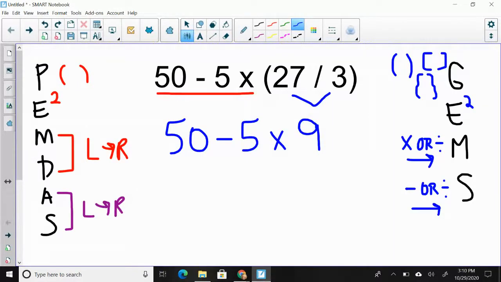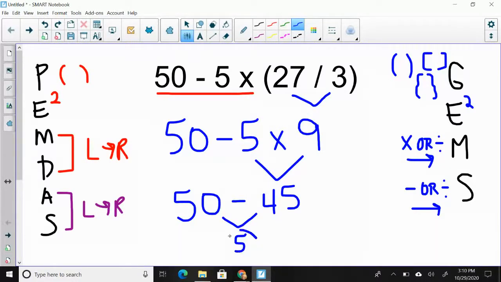So we no longer have parentheses or groups. So we are now looking for, and we don't have exponents, so we are now looking for multiplication or division. And I do have multiplication, so I know that I need to do that next. So 5 times 9 is 45. And then I would bring down the 50 minus, and that is my last operation. That's what I have left to do. So 50 minus 45 is 5.